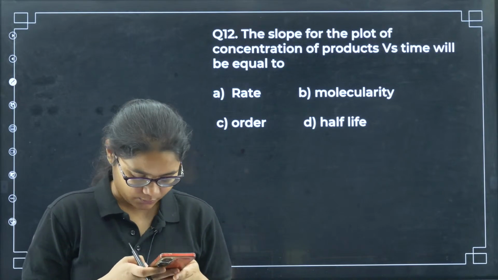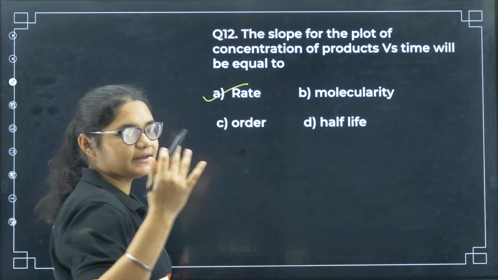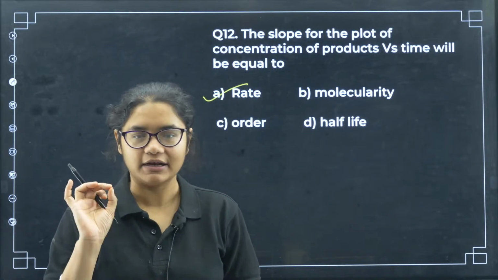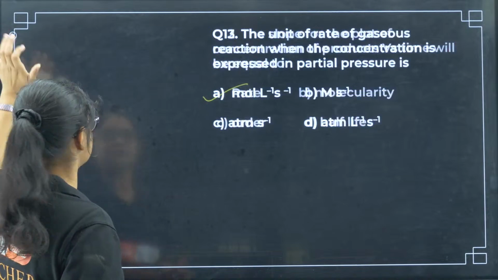Yes, 12b, no, it is more rate. Whether it is reactant versus time or product versus time, it is only rate. So rate is the correct answer here.